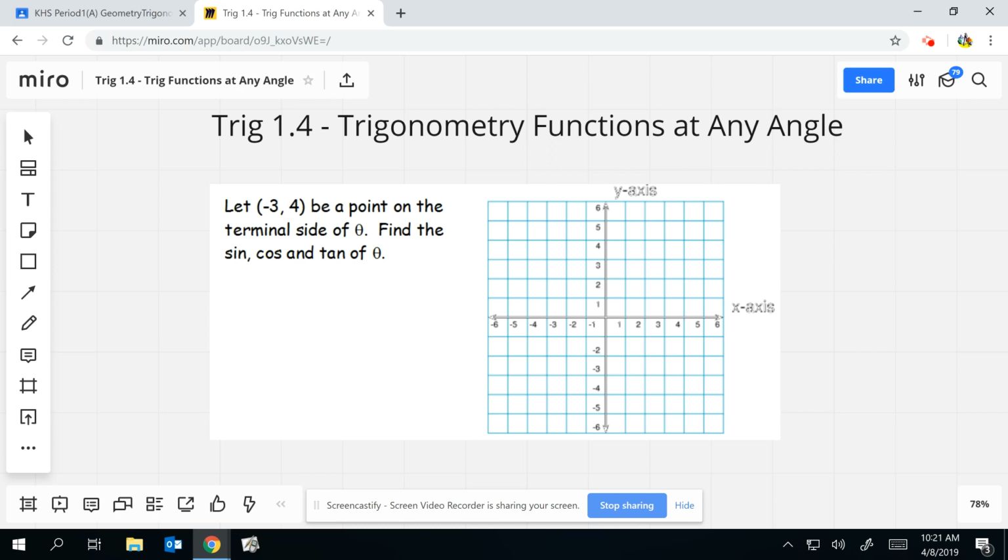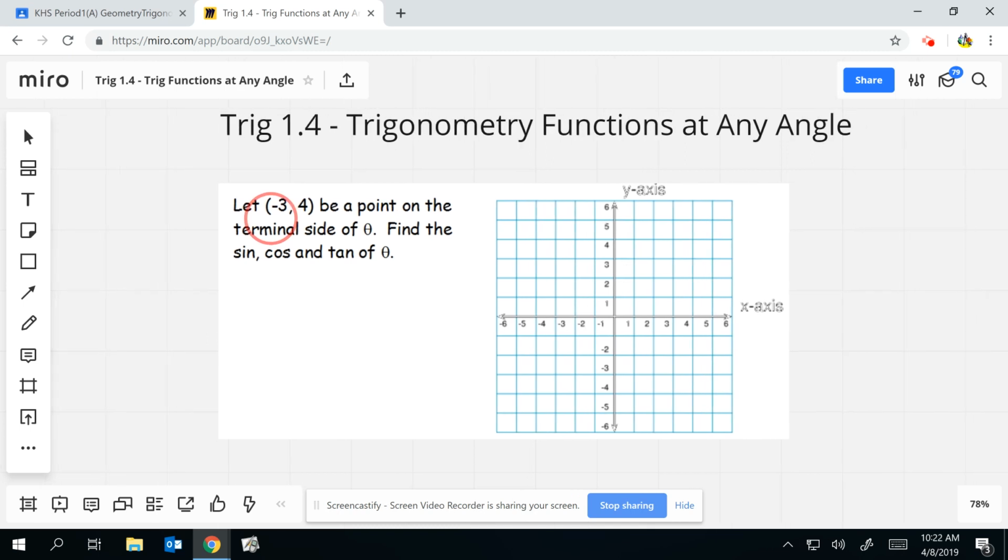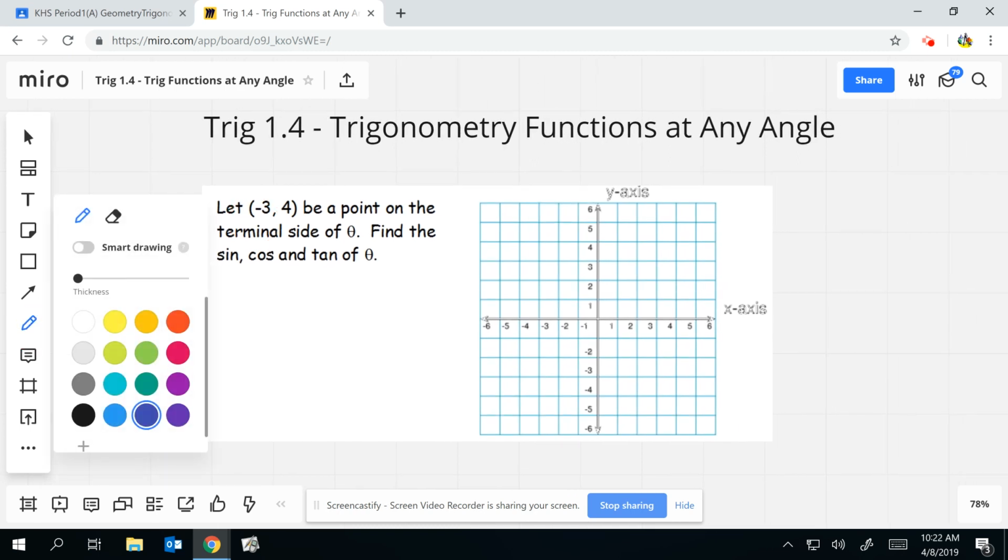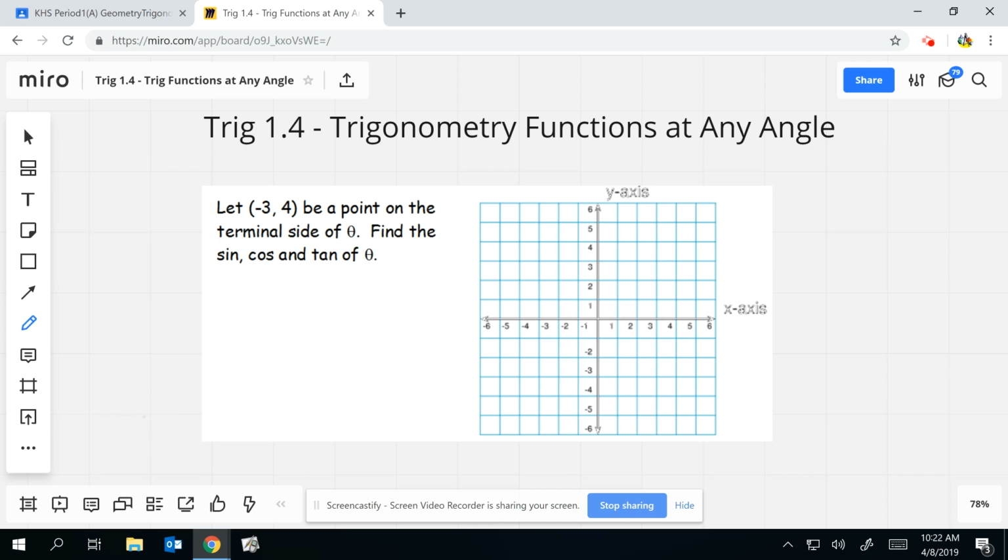We know quadrant 1, everything's positive. To get to quadrant 1, you're doing a positive right and a positive up, so we know that. But if we have negative 3, 4 as our coordinates, that is not in quadrant 1. That's actually in quadrant 2. So if we go over negative 3 and we go up 4, this would be our angle.